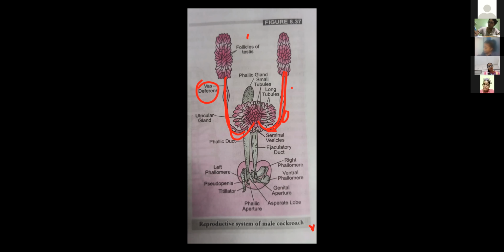Right? Two vas deferens are there that extend backward and bend inward, means extend backward like this or downwardly grow and then back inward. And here both these vas deferens meet and open into this ejaculatory duct. Now here you have to imagine, this one is a little bit difficult to understand.